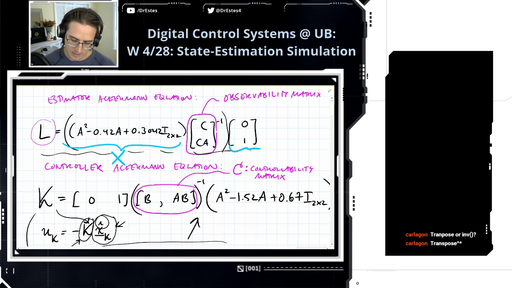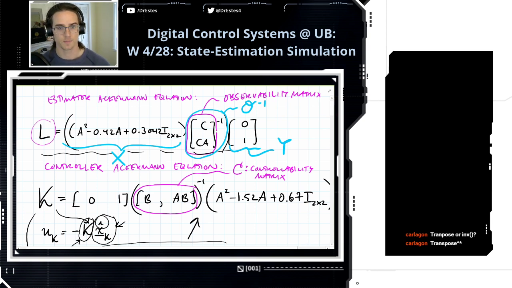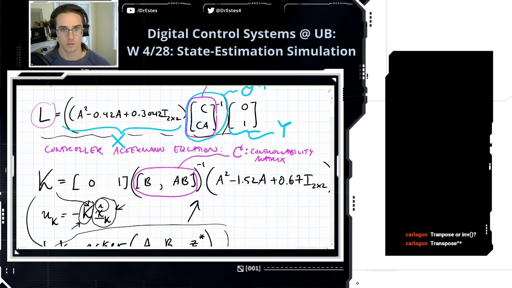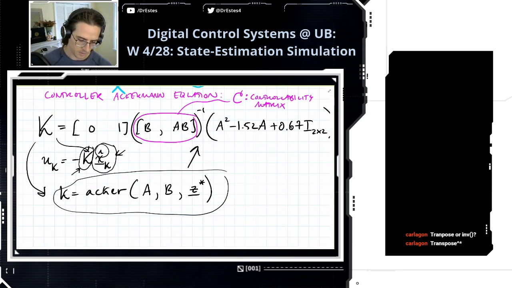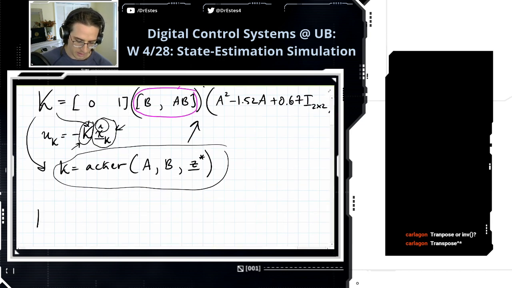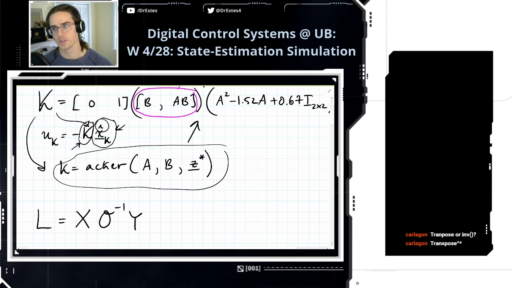This matrix on the right-hand side, let's just call it Y. And then for this, we already have a symbol: this is the observability matrix. So let's just call it observability inverse, because that's the inverse of the observability matrix. So I'm going to use these same symbols and rewrite this equation down below. L is equal to matrix X times the observability inverse times Y. So those just represent some larger matrices.